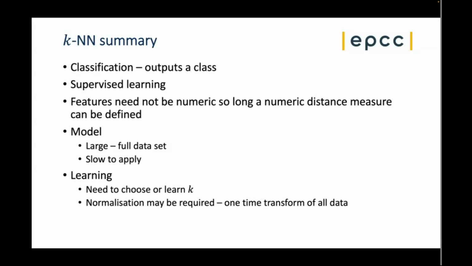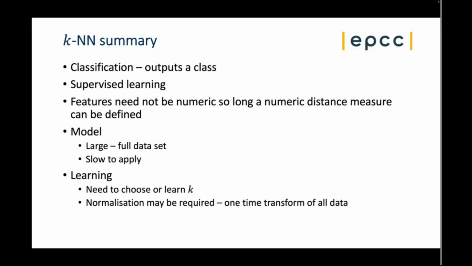It is a slightly unusual supervised learning model because, unlike something like linear regression, where we can replace all the dots with the straight line, what we effectively do with k-nearest neighbors is keep all of the training data and use it as the model. So the model in this case is the full training data set, which means that it is quite large and slow to apply. That won't be the case for most classification models.